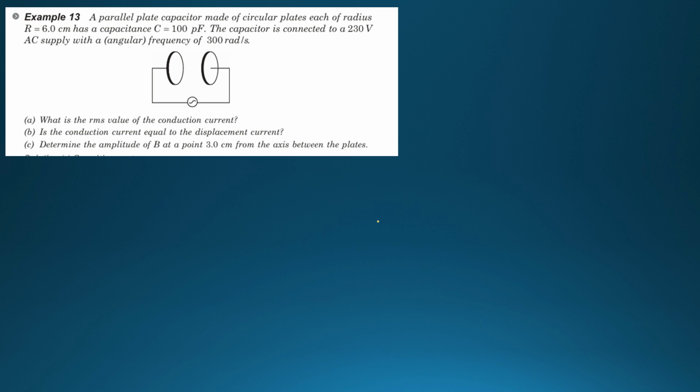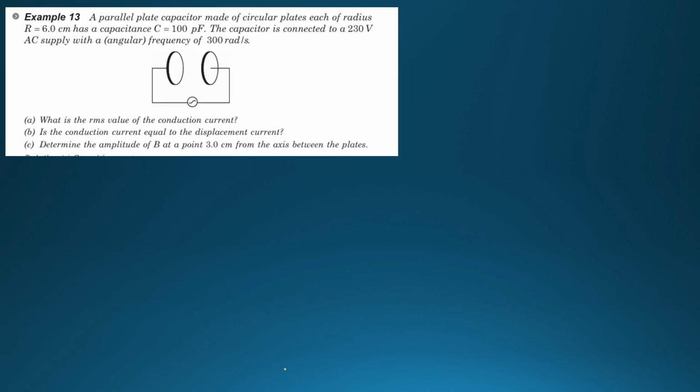Next question. This is the last one. A parallel plate capacitor made of circular plates, each of radius r equal to 6 centimeter, has a capacitance C equal to 100 picofarad. It is connected to a 230 volt AC supply with an angular frequency omega equal to 300 radian per second. What is the RMS value of the conduction current?